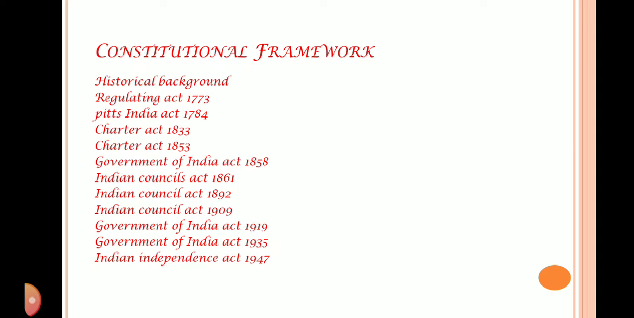Simon Commission. It was constituted in 1927 to inquire into the working of the Act of 1919 under the chairmanship of John Simon. It placed its report in 1930, which was examined by the British Parliament. The Commission recommended the abolition of diarchy and extension of responsible government.